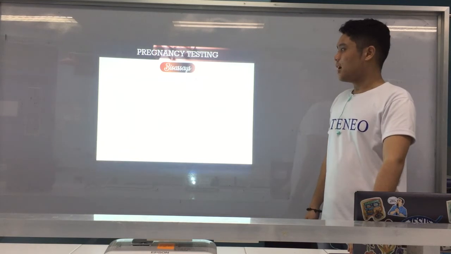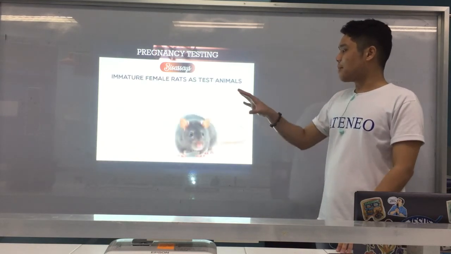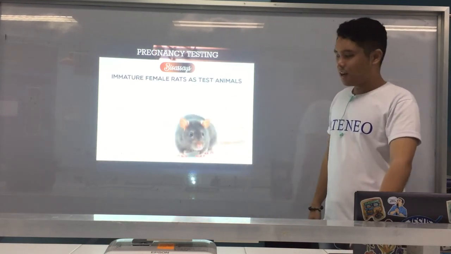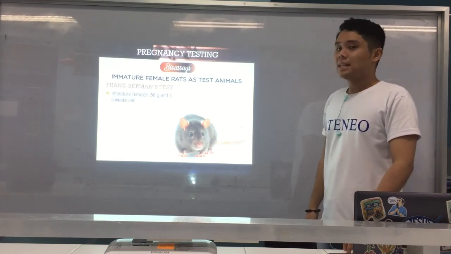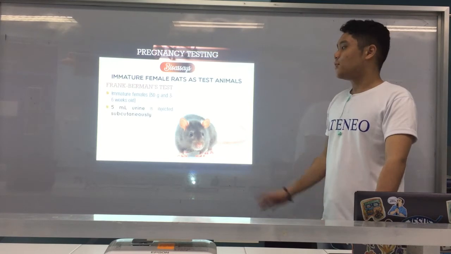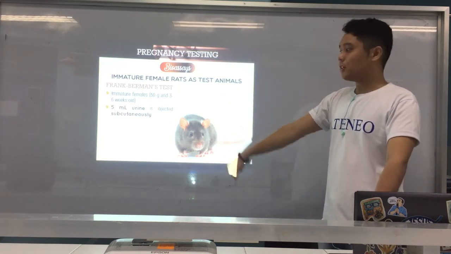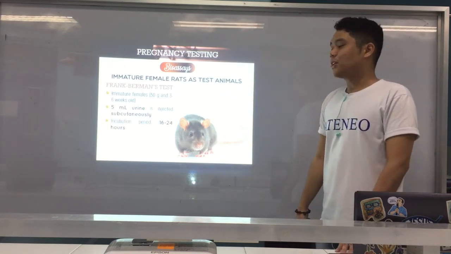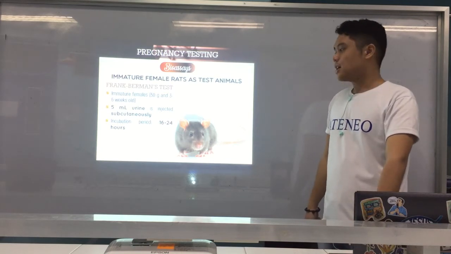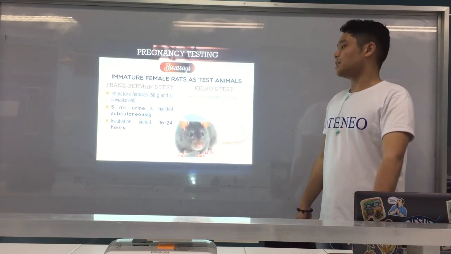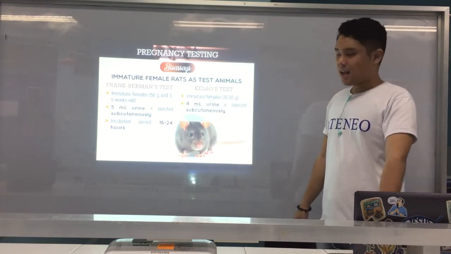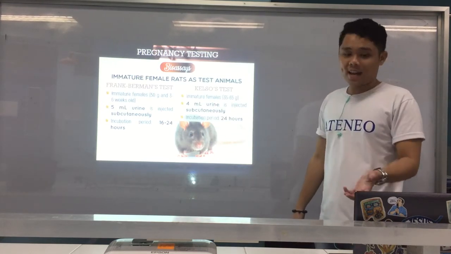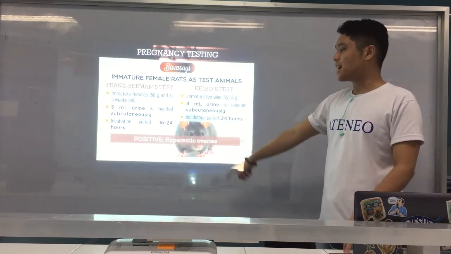Next, after the rabbits, we now go to rats. We still have two tests. You have Friedman-Lapham's test, still the same, immature females. 5 ml of urine is injected subcutaneously, and the incubation period is about 16 to 24 hours. And we have Kelso's test. Immature females, 4 ml of urine this time, and the incubation period is about 1 day. The positive reaction is hyperemic ovaries.